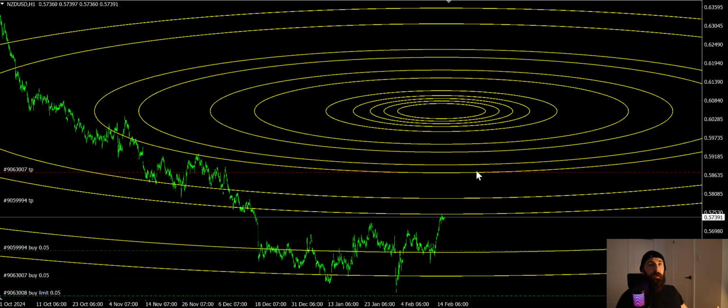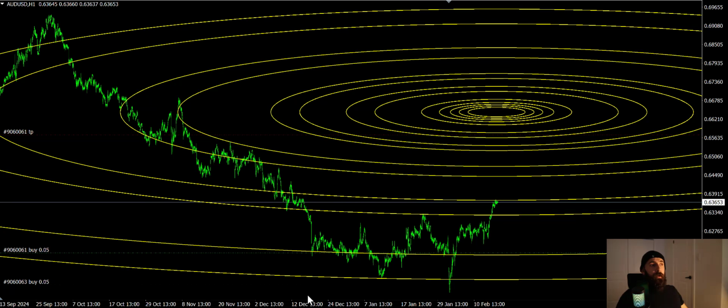We'll wait for those buy positions to come to the upper bands here. We'll close one here, we'll close another one here, and we just pretty much milk the cycle there. Okay, going on to the Australian dollar, US dollar now.